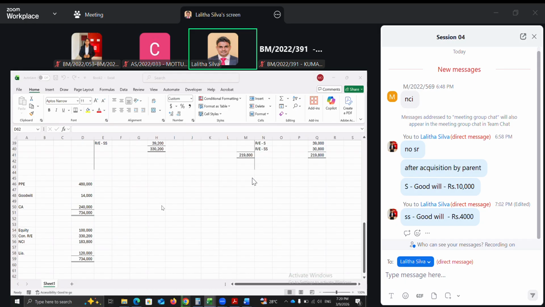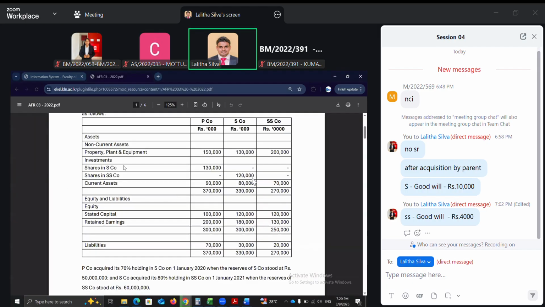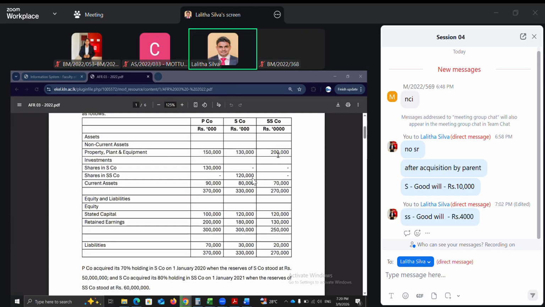Can you please explain how we got PPE 180 million? Okay, according to the given information, as there are no adjustments, the property, plant and equipment balances are 150, 130, and 200,000. Now we follow the line by line basis. If we take the total of this particular line item, property, plant and equipment, it totals to 480. 150 plus 130, 280, plus 200,000, 480 million. Is it clear?